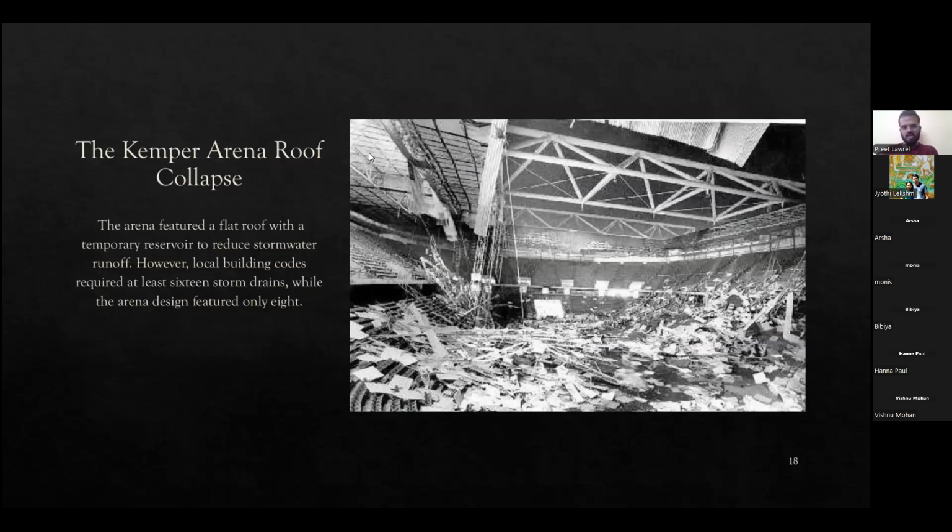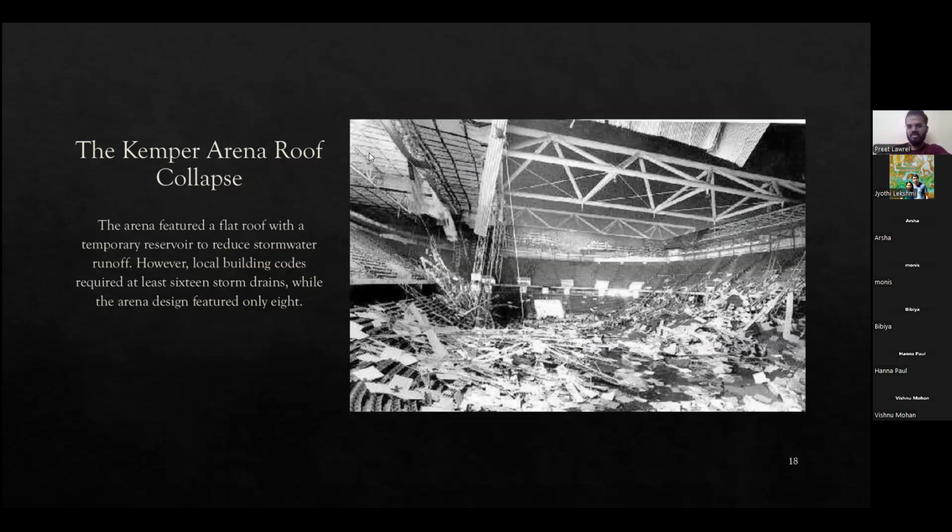This is the Kemper Arena complex. This is in USA. So what happened is it's a huge stadium. It hosted a lot of matches. Everything was going well. One fine day, it was raining so badly and the whole roof collapsed. Luckily, it was when there was no match happening, so no lives were lost. Now people started wondering, it's a $1 billion project. How can the roof collapse?